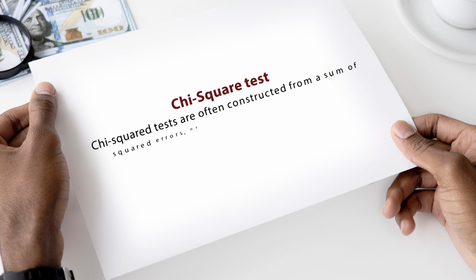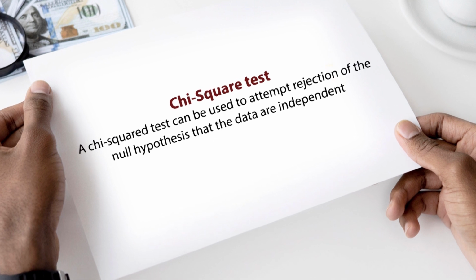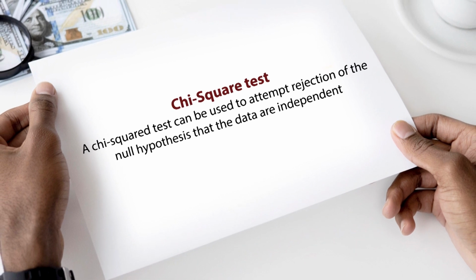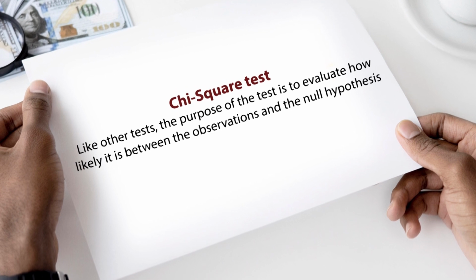So chi-square tests are often constructed from a sum of square errors or through the sample variance. A chi-square test can be used to attempt rejection of the null hypothesis that the data are independent. Like other tests, the purpose of the test is to evaluate how likely it is between the observations and the null hypothesis. So it is a statistical method used to determine goodness of fit.